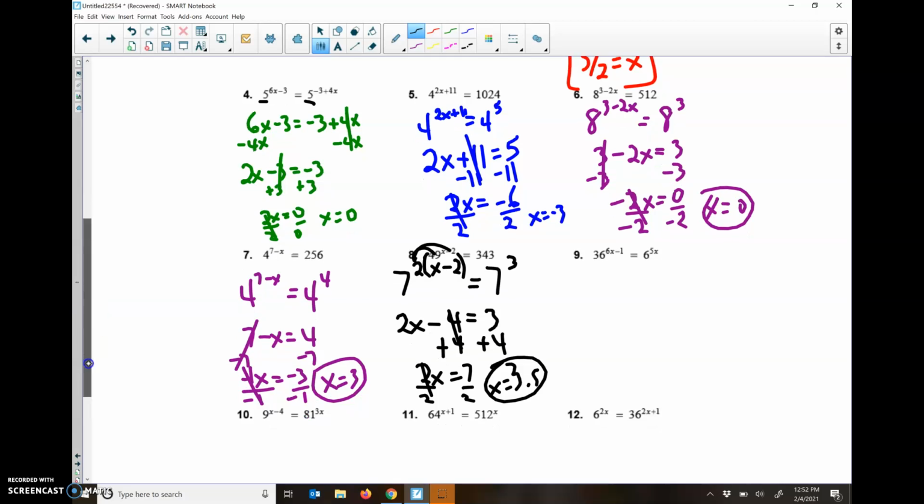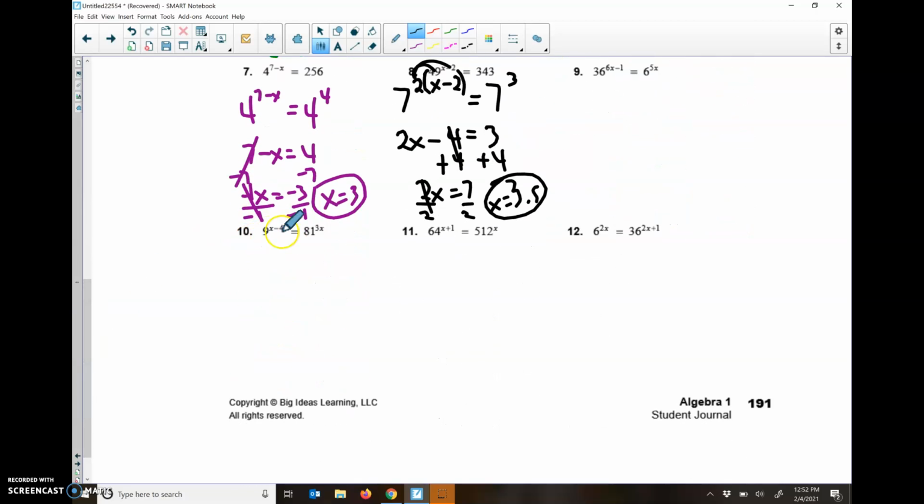All right, let's look at another one. Like number 10, you kind of have an option here because 9 can go into 81, but 3 can also go into 81. So I'm going to do it both ways to kind of show you. So let's do it first way. And let's use 3. So 3 squared is 9. And then 3 to the 4th power is 81. Okay, so now I'm going to distribute. So I'm going to get 2x minus 8 equals 12x.